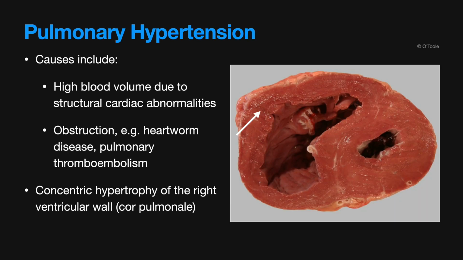Causes of pulmonary hypertension include high blood volume due to structural cardiac abnormalities, or things that would obstruct blood flow. Common causes of obstruction include heartworm disease and pulmonary thromboembolism. In heartworm disease, for example, the worms actually block the blood flow by sitting within the pulmonary veins. Both high blood volume or obstruction will result in concentric hypertrophy of the right ventricular wall. This is sometimes called cor pulmonale syndrome, where cor means heart and pulmonale means lung.